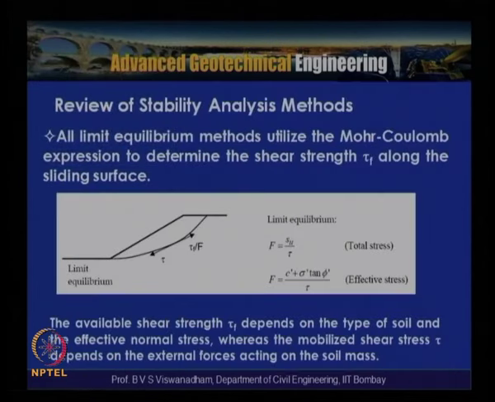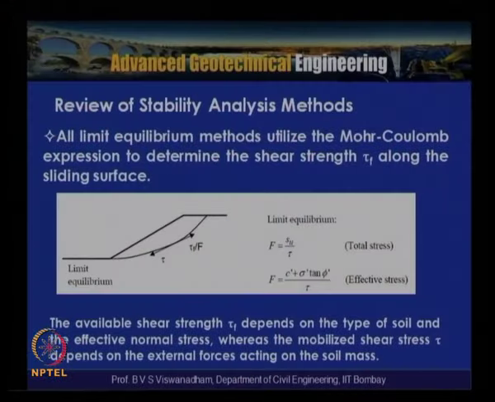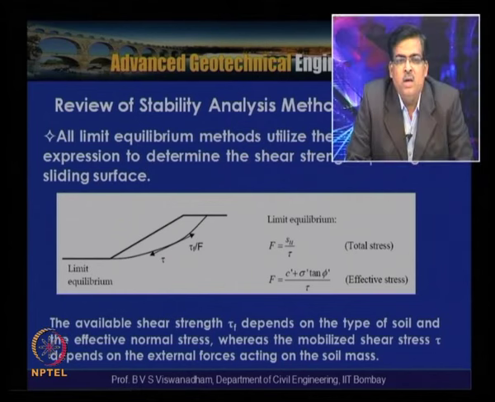Now let us try to review the different stability analysis methods. Basically all limit equilibrium methods utilize the Mohr-Coulomb expression to determine the shear strength tau f along the sliding surface. As we defined in the previous slide, the factor of safety is given by Su by tau for total stress conditions, and for effective stress conditions Fs is equal to c dash plus sigma dash tan phi dash by tau.